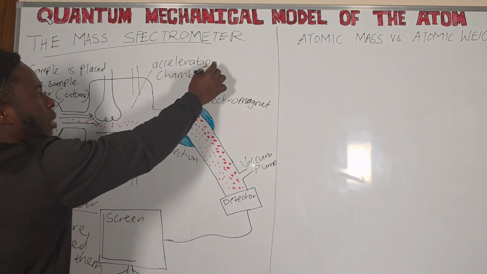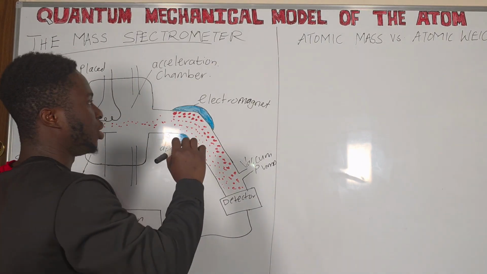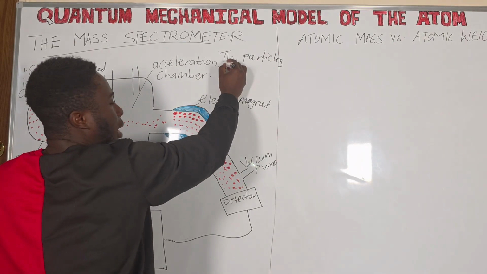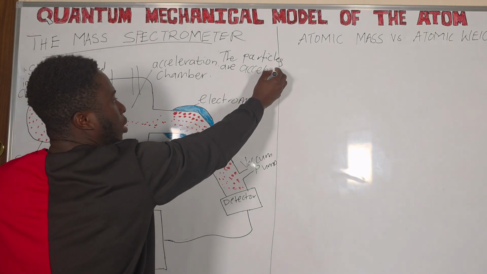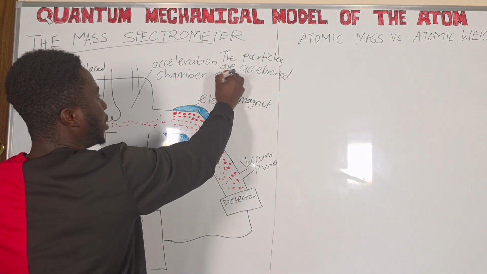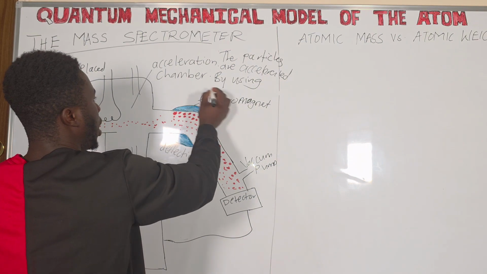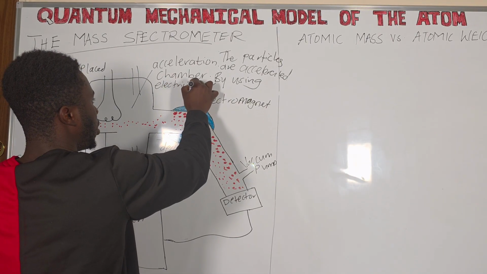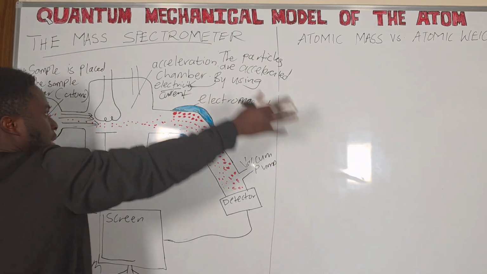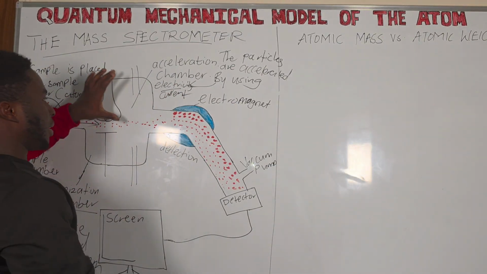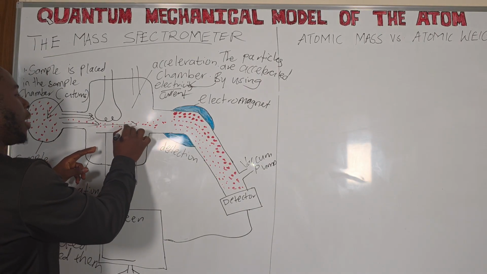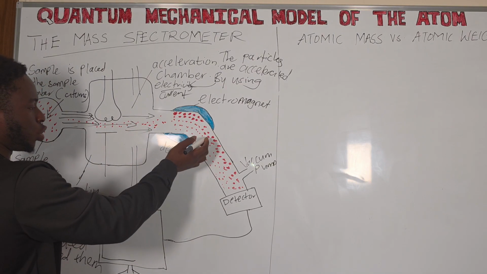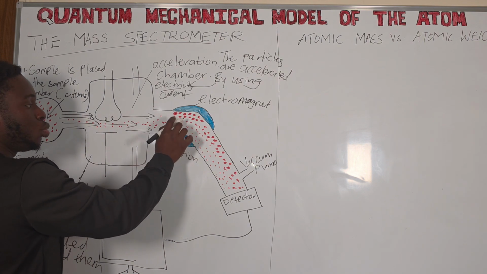Then we go to the acceleration chamber over here. What happens in the acceleration chamber is that the particles, or now the ions, are accelerated by using electricity, or in this case, you could say current. So that is what happens in the acceleration chamber. Once the particles move from the ionization chamber to the acceleration chamber, they are accelerated onto the deflector or the sorter, right? Once they get to the sorter, they are sorted.